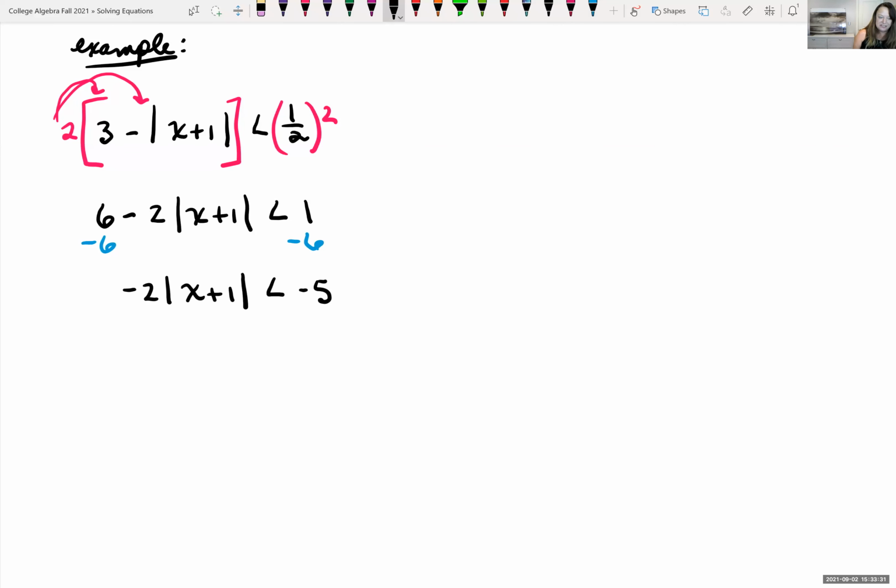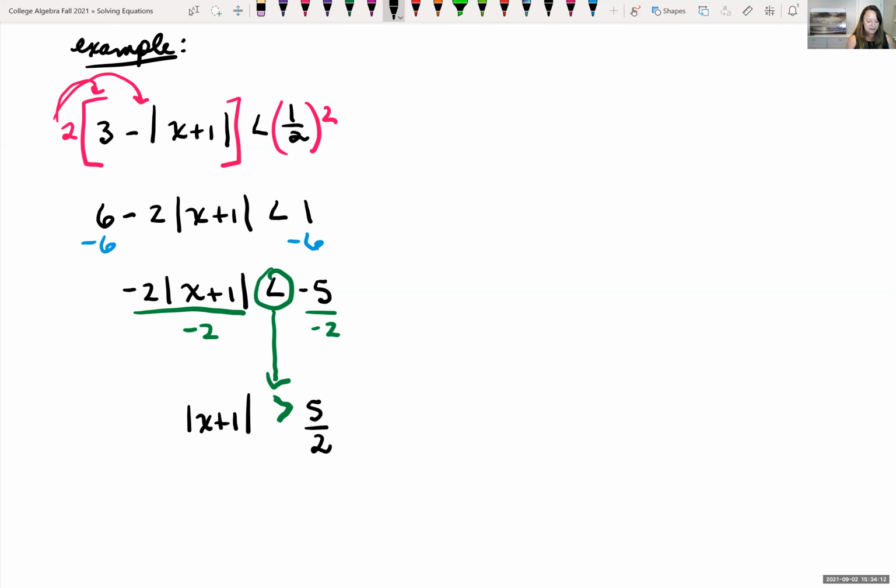Okay, so now I actually have to deal with a fraction for a second at least. We need to get rid of the -2 in front of the absolute value, so we can divide by -2. But we're dividing by a negative, so I know that's going to flip my inequality. So now we have a greater than instead of a less than. So we have the absolute value of x plus 1 is greater than positive 5/2. So now my inequality has changed and I have the absolute value isolated.